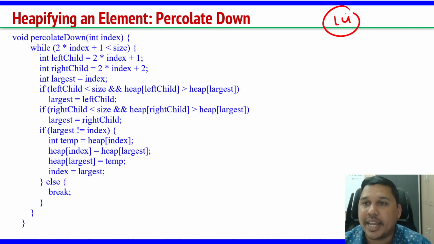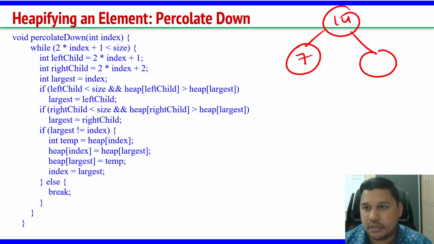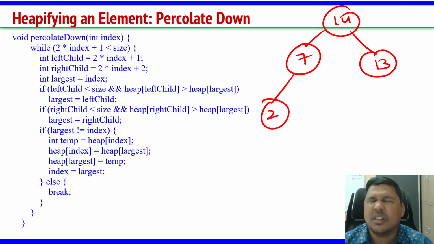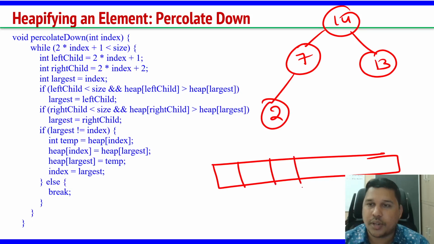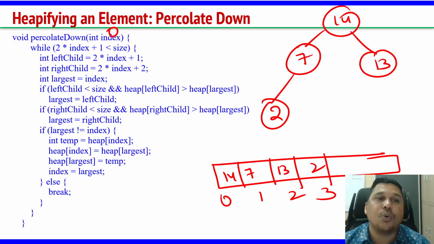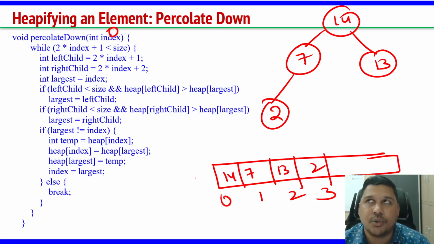Suppose same example, I will take 14, 7, 13, let us take something else here, let us take 2. This is my tree. So percolate down we will be using while we are deleting the elements. I will write the array structure here. So I will have 14, 7, 13 and 2, index 0, 1, 2, 3. Suppose I am giving index as 0. Size is the number of elements, that is 4, because I have 4 elements.